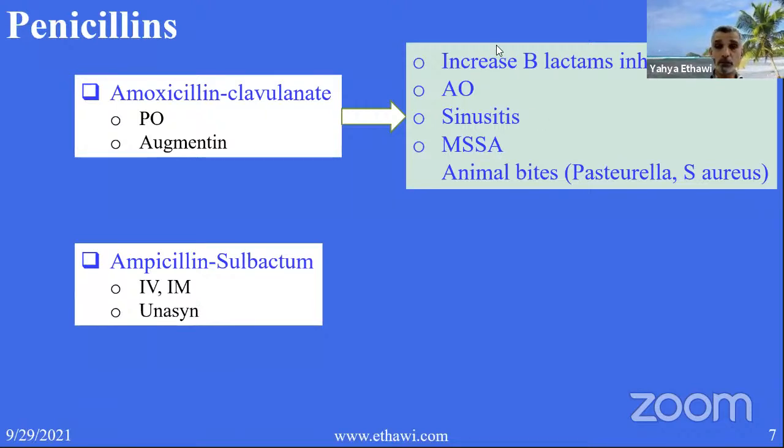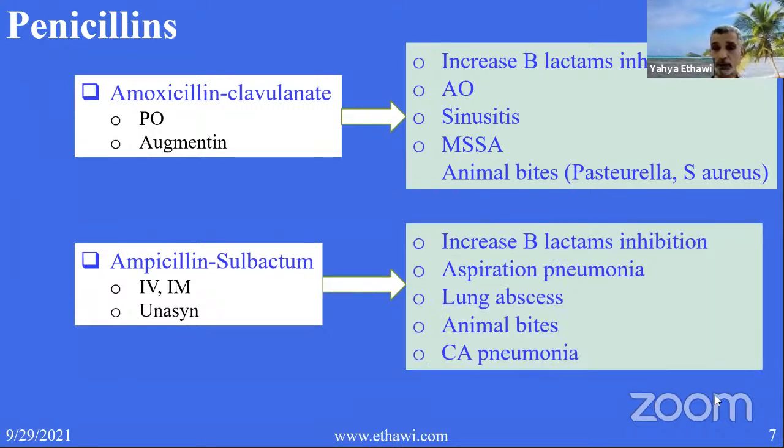The other option we use is ampicillin-sulbactam. It's the same as amoxicillin-clavulanate, but this is IV, and it can be IV and also used IM. An example is Unasyn. Again, it increases beta-lactamase inhibition, and it covers gram-negative and gram-positive. It works against staph, but not against MRSA, and it's good for soft tissue. Therefore, it's a very good choice for aspiration pneumonia, lung abscess, animal bite, and also community-acquired pneumonia if you cannot give oral.